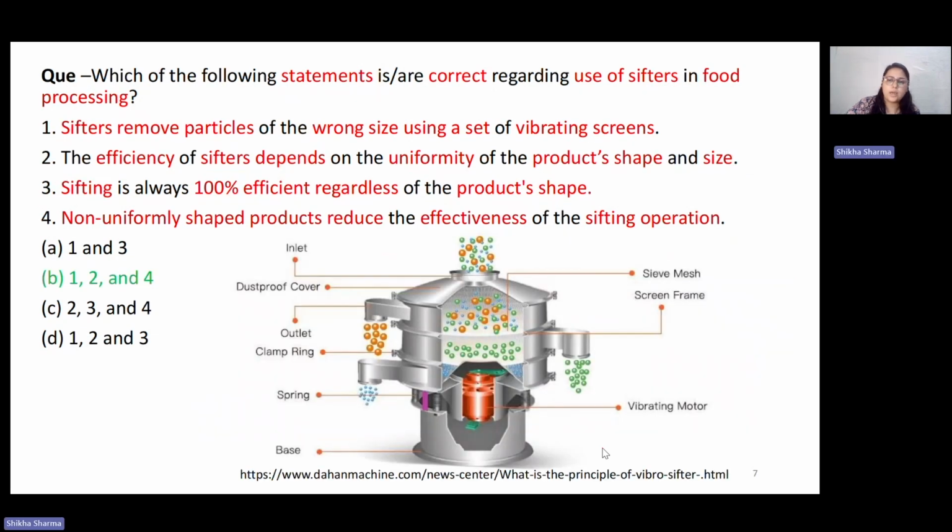Okay, so let's see the answer. Statements 1, 2, and 4 are correct here as per the answer.